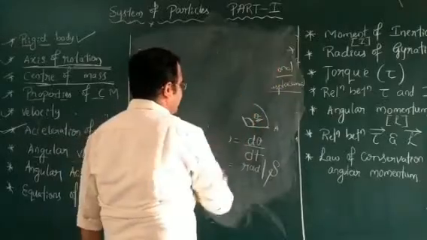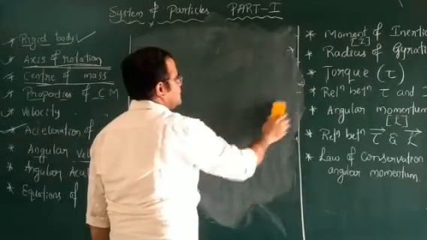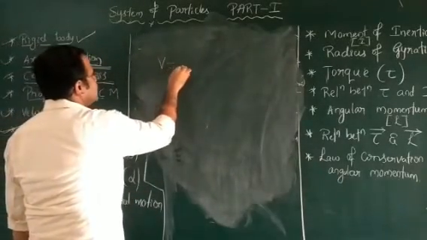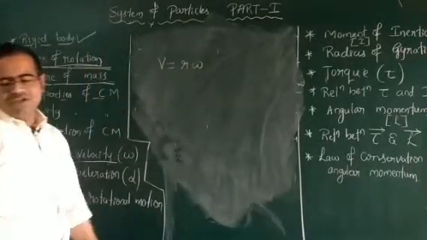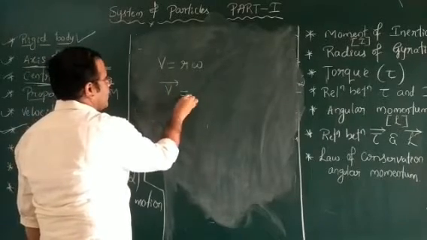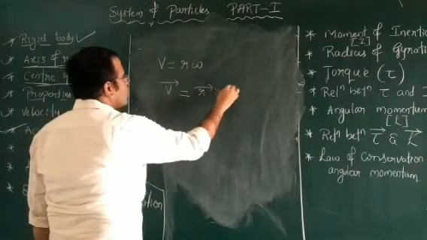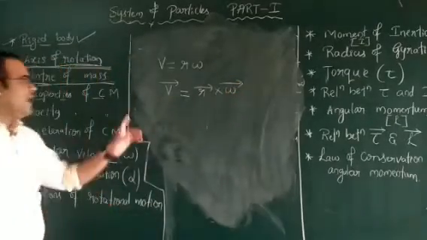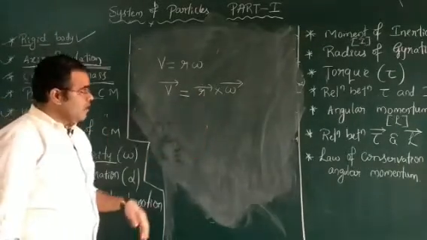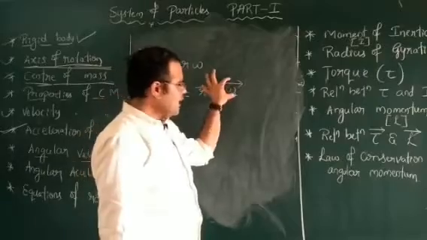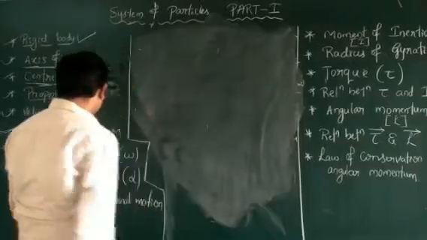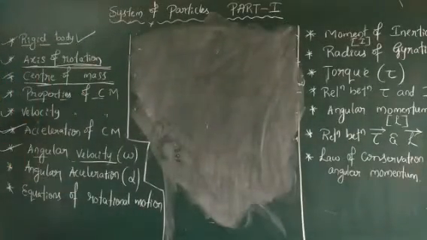So now what is the relation between linear velocity and angular velocity? I think we already observed this equation given by v is equal to r omega. Or else we can say vector v is equal to vector r cross vector omega, because linear velocity is also a vector quantity, and this will be considered as a displacement vector or position vector, and angular velocity is also a vector term here. So this is the relation between angular velocity and linear velocity.